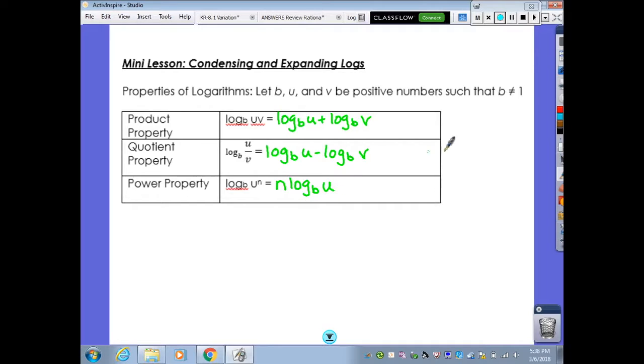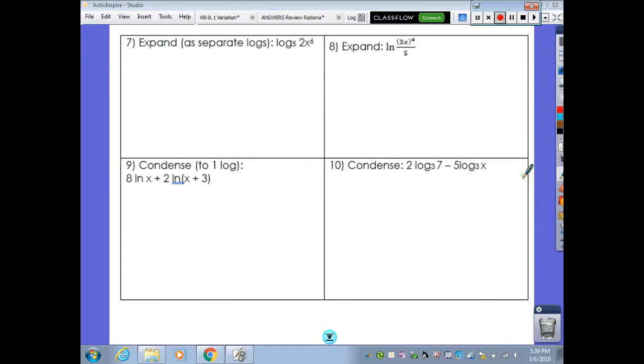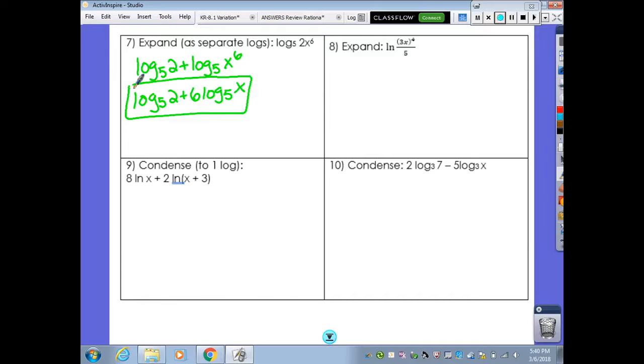Now let's look at some example problems. For this one right here, it says expand as separate logs. So, we can separate this because we know when the 2 and the x to the 6 are being multiplied, which means addition, we can separate this to be log base 5 of 2 plus log base 5 of x to the 6. But we know this exponent should come out front, so we're going to have log base 5 of 2 plus 6 log base 5 of x. And that's going to be our final answer.